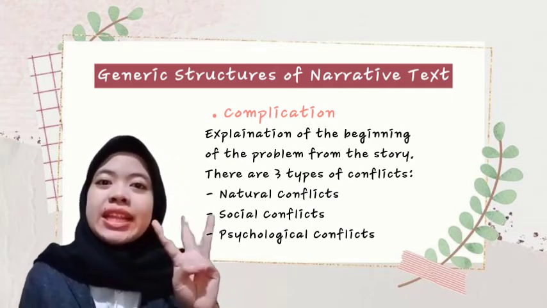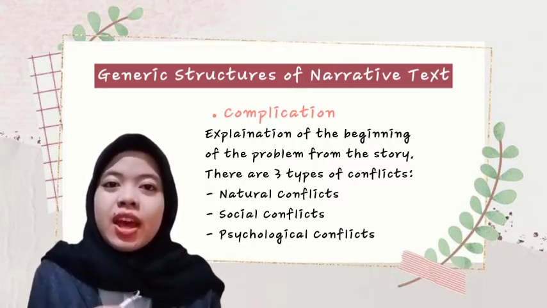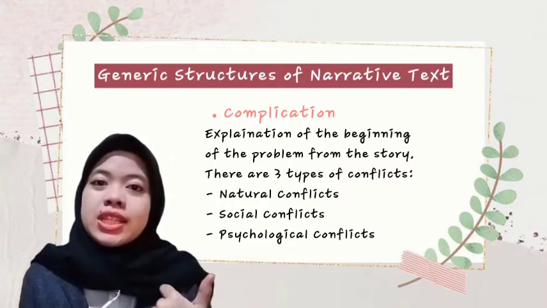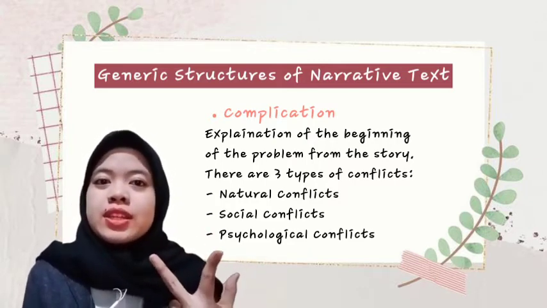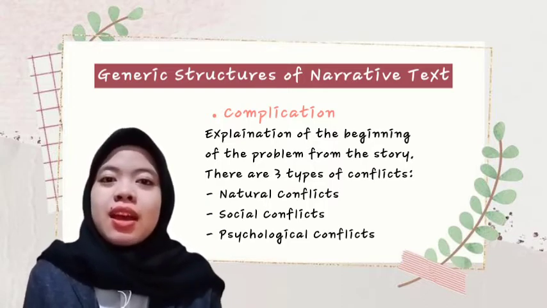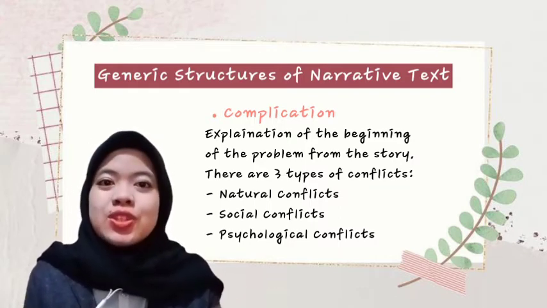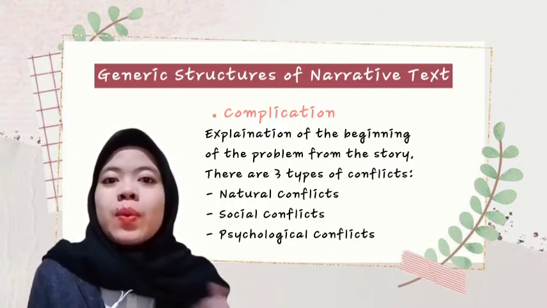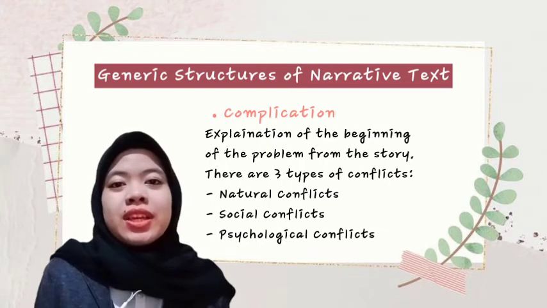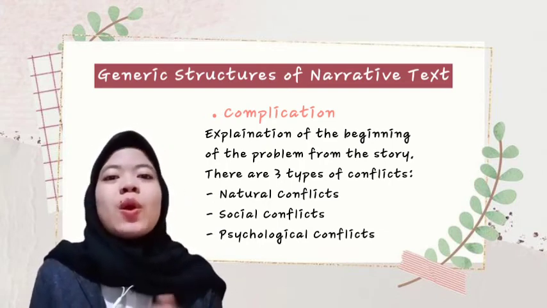There are three types of conflict that may occur in complication. There are natural conflicts, social conflicts, and psychological conflicts. As the name implies, a natural conflict is a problem between characters and nature. Social conflict is a problem between characters, while psychological conflict is a problem between the character and him or herself.